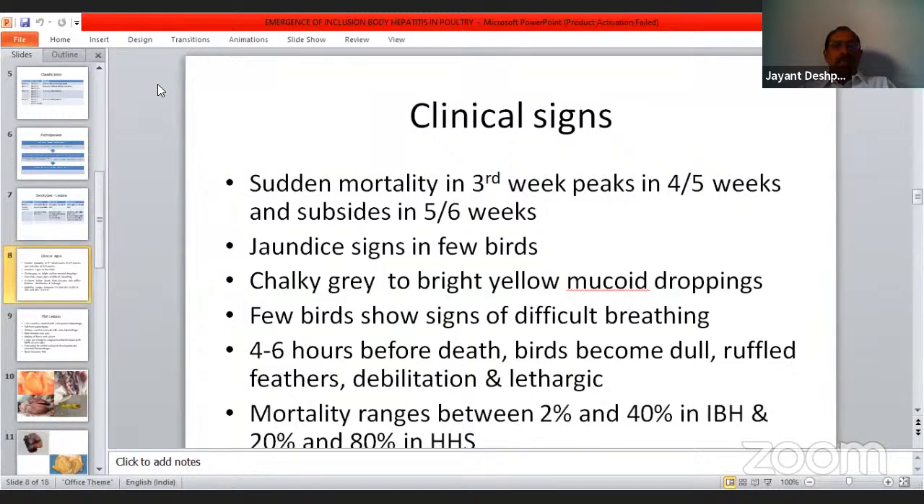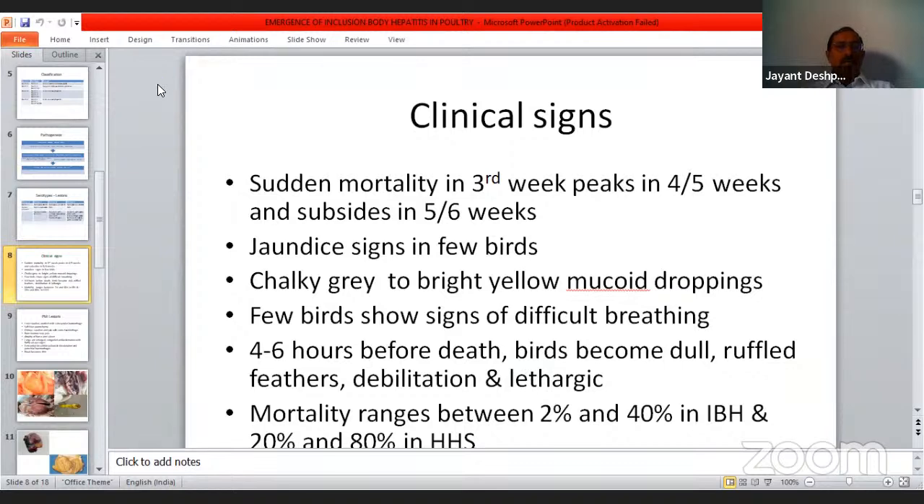So mortality can range between 2 and 40% in IBH, depending on the concurrent infection. And again, management also plays a very important role. Wherever management is very poor, the mortality rates are very high. And one typical thing about IBH is the mortality starts suddenly. It is not like any other disease where birds show some kind of depression and then slow mortality starts. Here, if the bird is healthy, normal, suddenly the mortality happens.